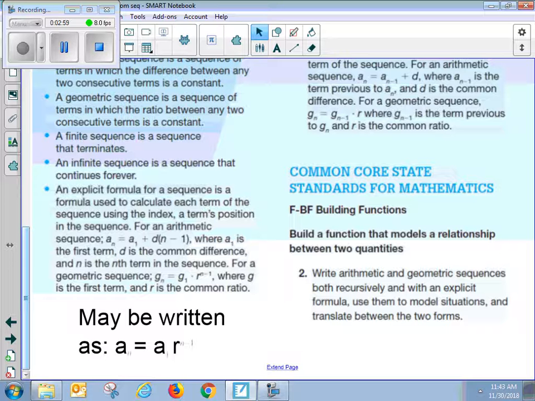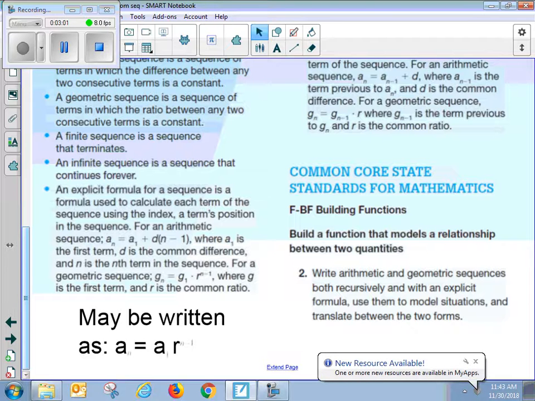Now, 3, 9, 27, 81. How many terms? That's my n. See where it is? See that exponent? And then what was my last term? 81. That's your a sub n or g sub n value.